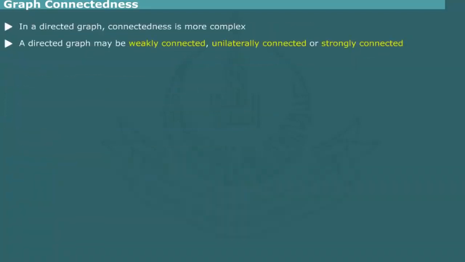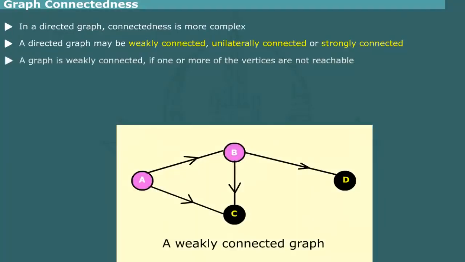In a directed graph, connectedness is more complex. For example, a vertex A may be connected to B, but B may not be connected to A. A graph is called weakly connected if one or more vertices are not reachable from any other vertex. Figure shows an example of a weakly connected graph. Observe that vertex A is not reachable from any other vertex.